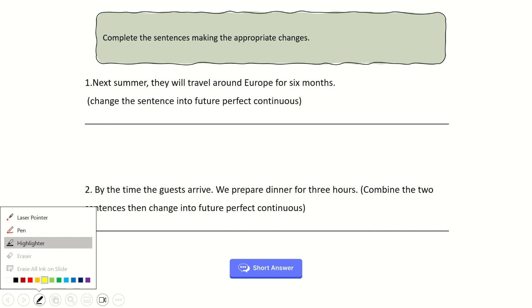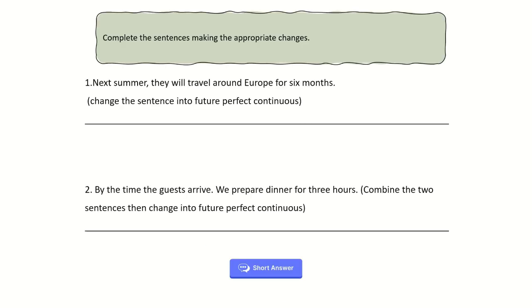Next summer, they will travel around Europe for 6 months. So this sentence becomes: by next summer, they will have been traveling around Europe for 6 months. By the time the guests arrive, we prepare dinner for 3 hours. So: by the time the guests arrive, we will have been preparing dinner for 3 hours.